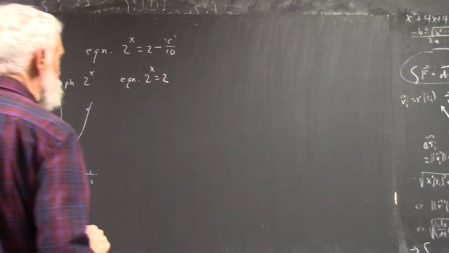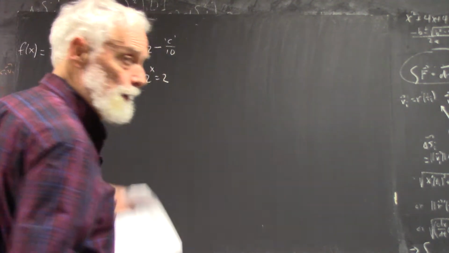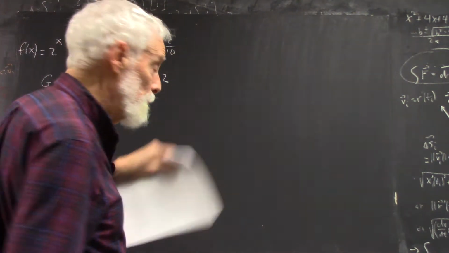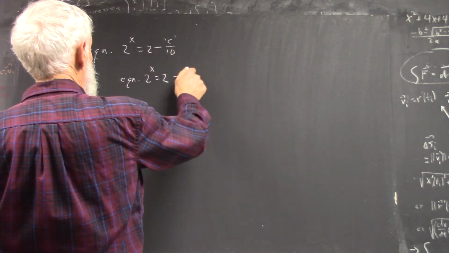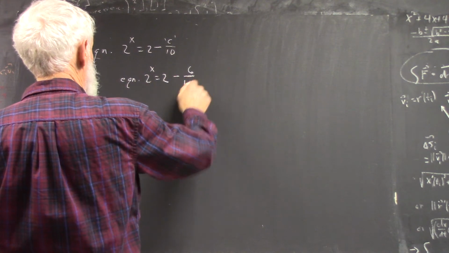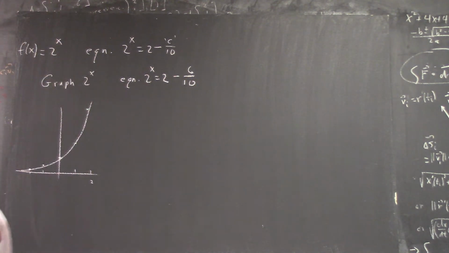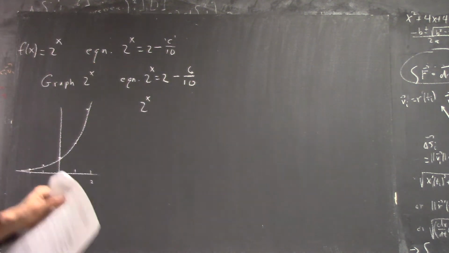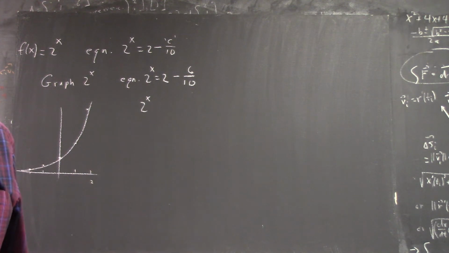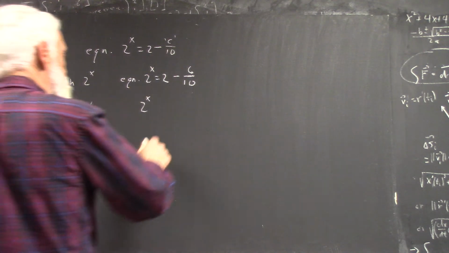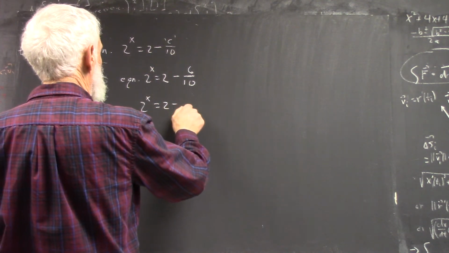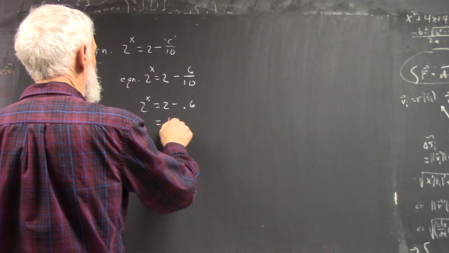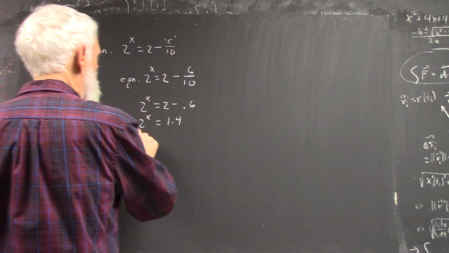2 to the x equals 2 minus c over 10. Now c is the number of letters in your last name, maybe modified a little. In my case, it's modified a little, it's 6. Okay, well what's 2 minus 6 over 10? I chose 10 for the denominator so you don't have to do a lot of tough arithmetic, right? Or at least, no, you don't have to approximate anything. 6 over 10 is 0.6. And 2 minus 0.6 is 1.4, right?